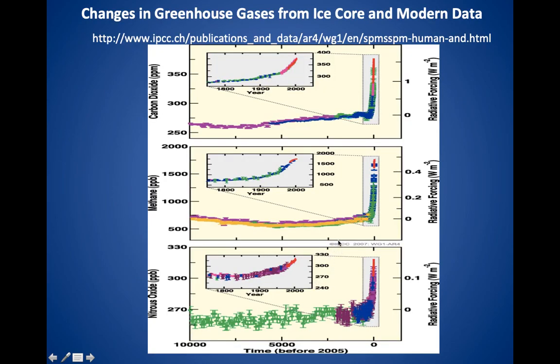Okay, and in recent years, since the Industrial Revolution, certain gases in the atmosphere have increased their concentrations. The one you've probably heard about the most is carbon dioxide, and that's responsible for most of what we call global warming. It's a greenhouse gas that absorbs infrared radiation, and you can see the concentrations. This graph goes back 10,000 years.